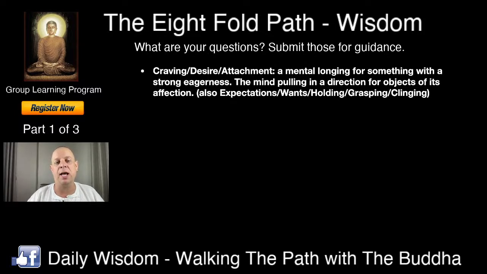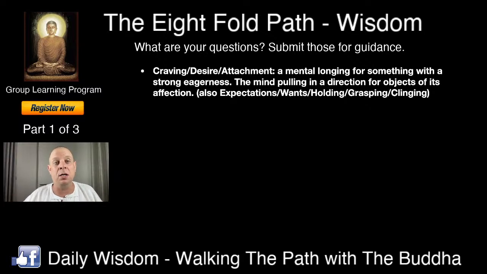So craving, desire, attachment, and even expectations, wants, holding, grasping, clinging, this is a mental longing for something with a strong eagerness. It's the longing and yearning, the mind chasing after the objects of its affection. It's like the mind is pulling towards something. The mind thinks that the next new shiny object around the corner is going to provide lasting satisfaction. If I can just get that new thing, everything will be perfect. If you've ever been walking through the mall and you see a new pair of shoes, you're like, oh my goodness, I just gotta have them. That's a longing, a yearning. The shoes themselves aren't the craving, desire, attachment, but the mind longing for them.